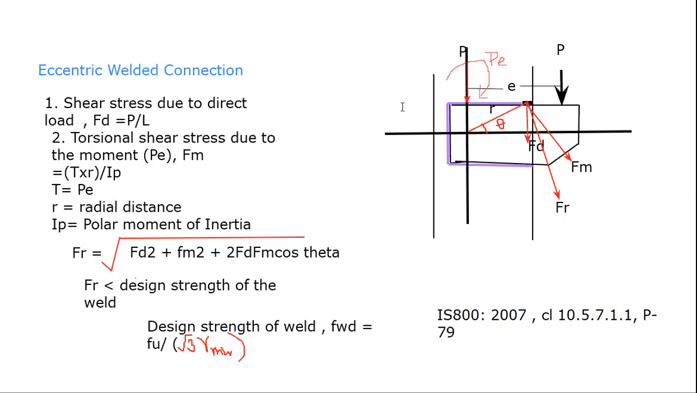So this is the theoretical portion: the calculation of the direct shear stress and the torsional shear stress, the calculation of the resultant shear stress due to these two different stresses, and whether this section is safe or not. For the welded connection that we have provided, we have to check whether this welding is safe enough to carry this load.